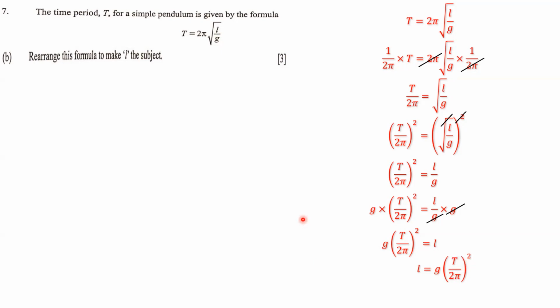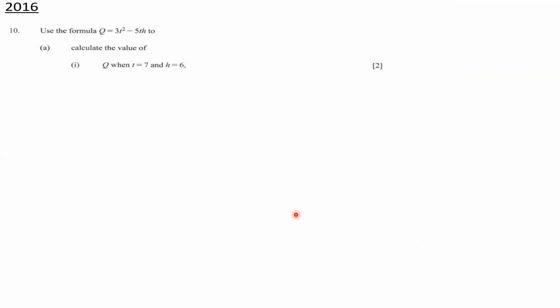Okay, moving right along, let's go on to the next question. Sorry, let's start again. Here we have this question. It says, use the formula Q equals 3t squared minus 5th to calculate the value of Q when t equals 7 and h equals 6.